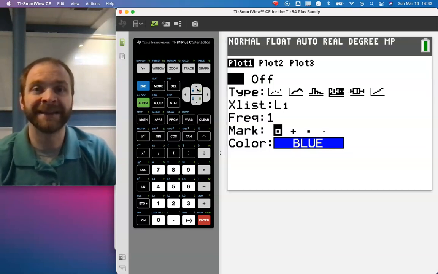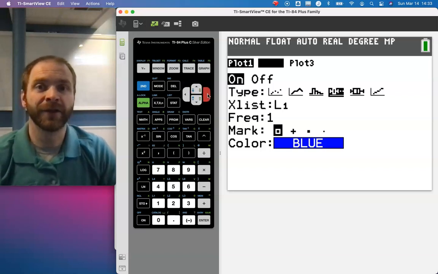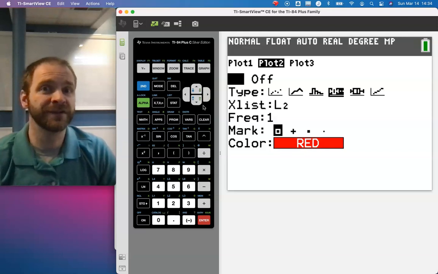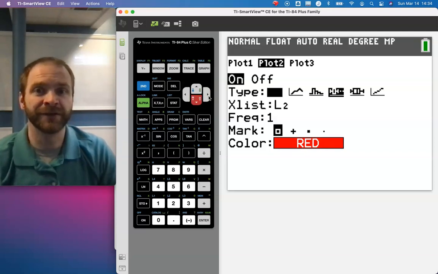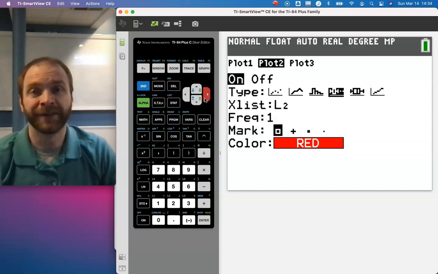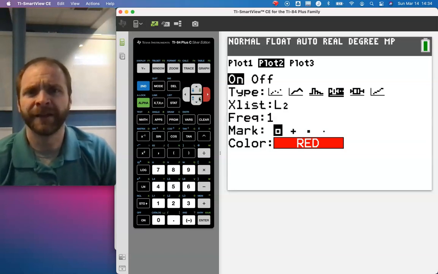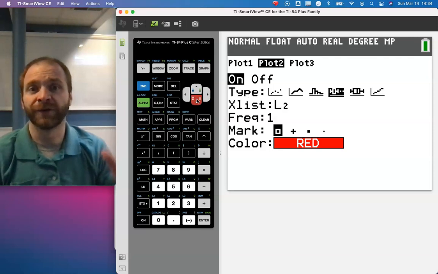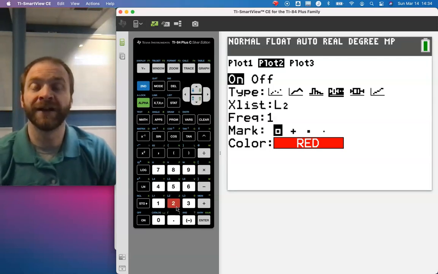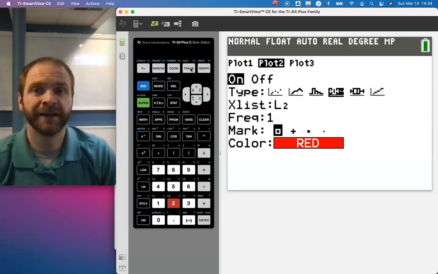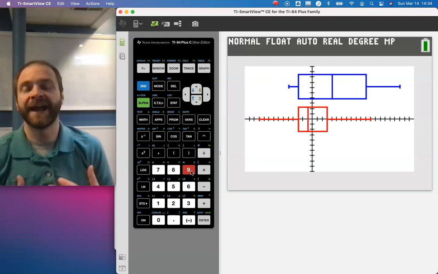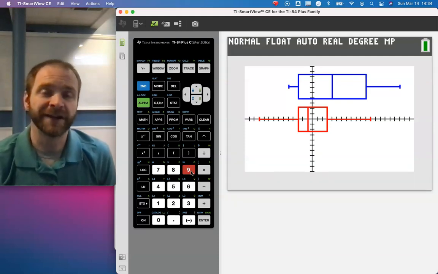Now what I'm going to do is hit the up arrow, go to the right on plot 2 and hit enter. Plot 2 is turned on. That's good. I have selected box plot with outliers, because who would use the other one? And then I'm looking at L2 for my list, so I have to change this to second number 2 in order to tell it, hey, use the second list. And then I'm going to do zoom 9, and I can see that I have my 2 box plots there. And so that's how you look at it.